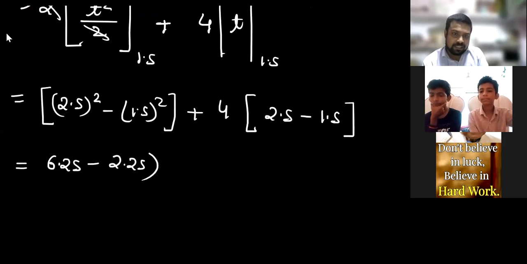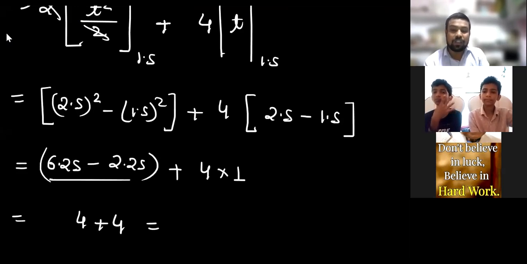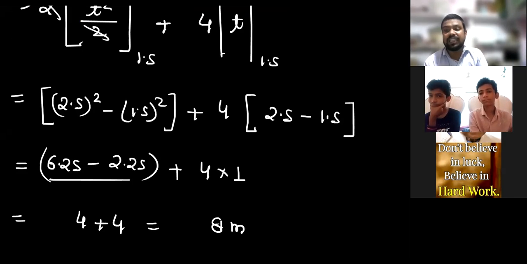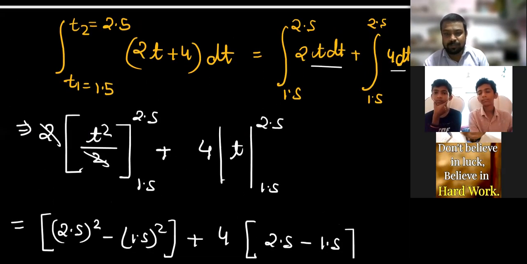2.5 minus 1.5, this is equal to 1. This value is 4. Tell me, 4 plus 4 is what? 8. Okay, 8. Unit is meter. Please remember the integration of v dt represents displacement. So the unit is meter.